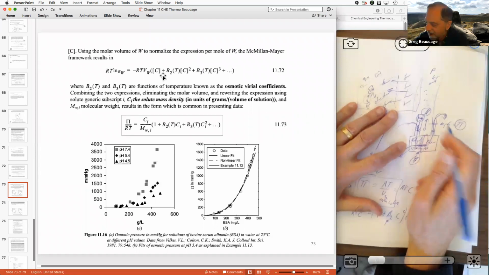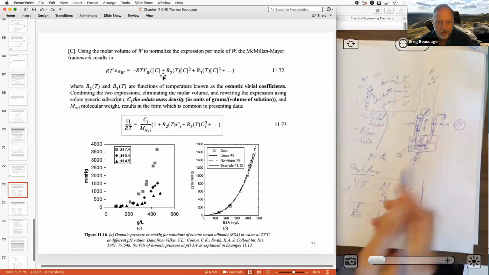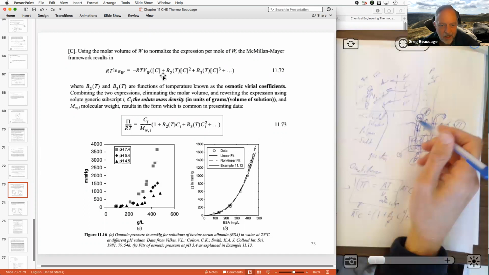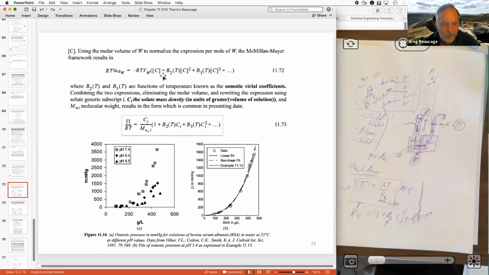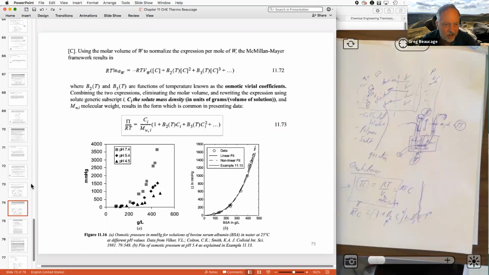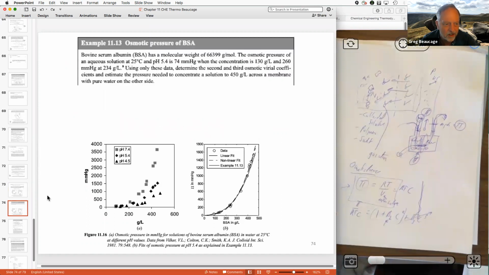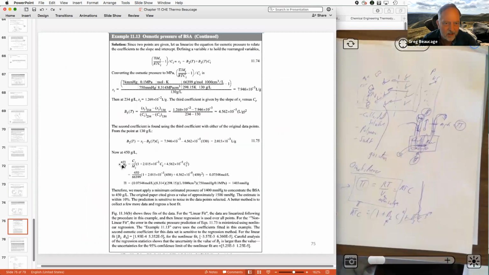So anyway, reverse osmosis is one application of this. There's a lot of biological applications. This is the osmotic virial expansion for osmotic pressure. So there's one homework. You already did a homework problem on this. There's a lot of protein-based things going on here.